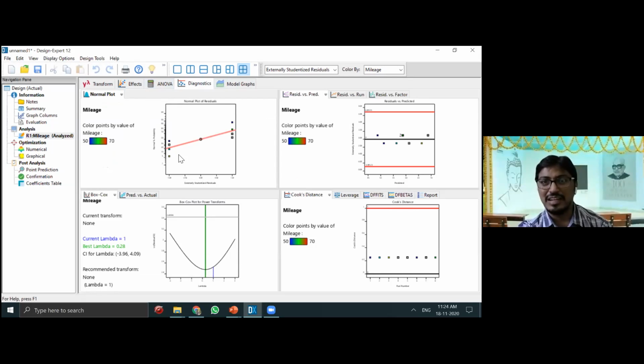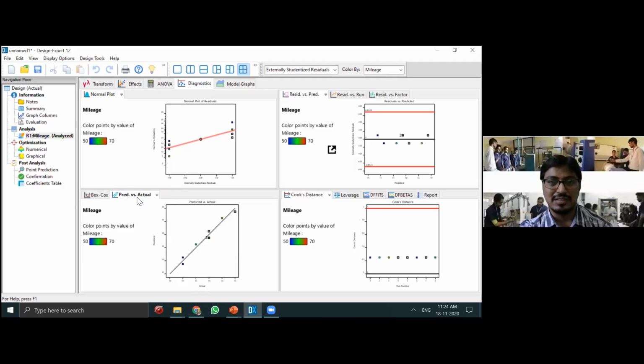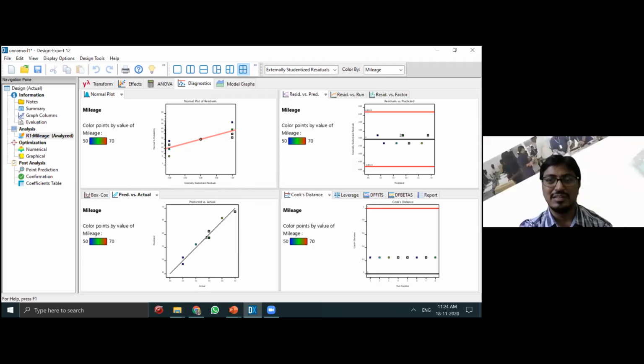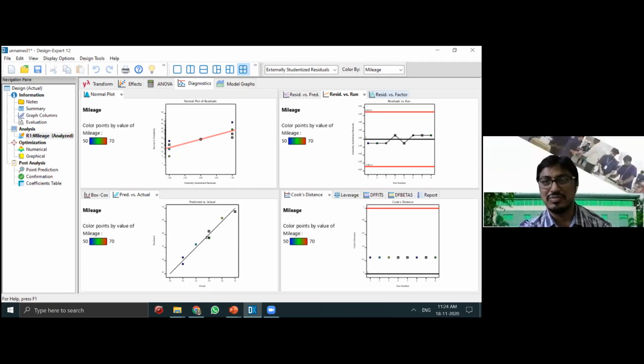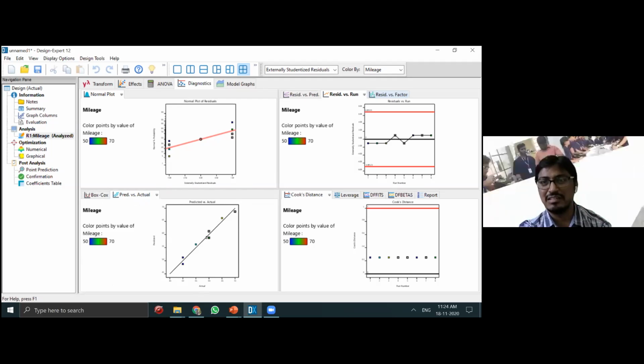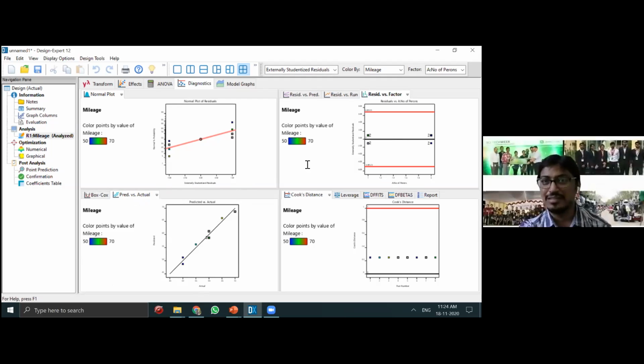This is regarding the normal plot. We have predicted versus actual plots regarding the regression equations. Then residual versus prediction, residual versus run, in any of the papers.